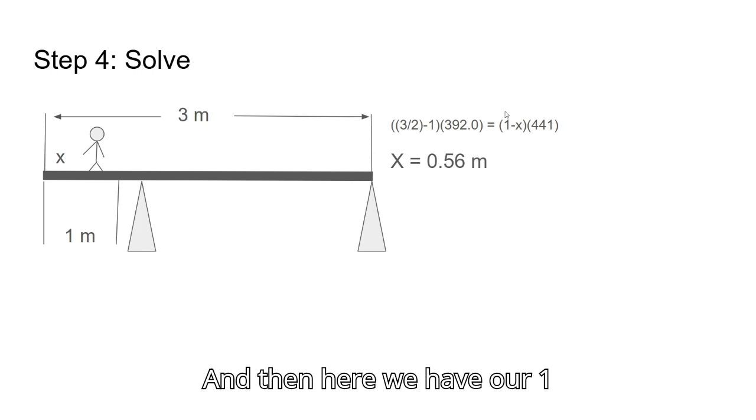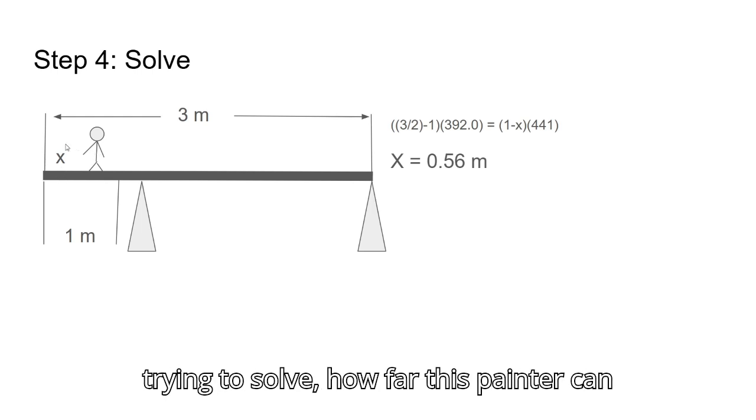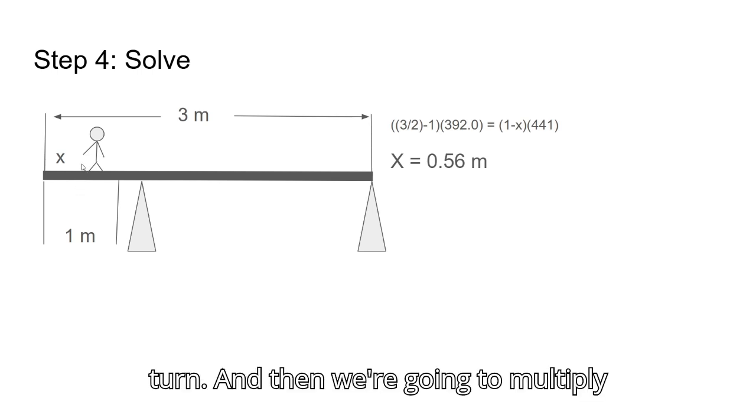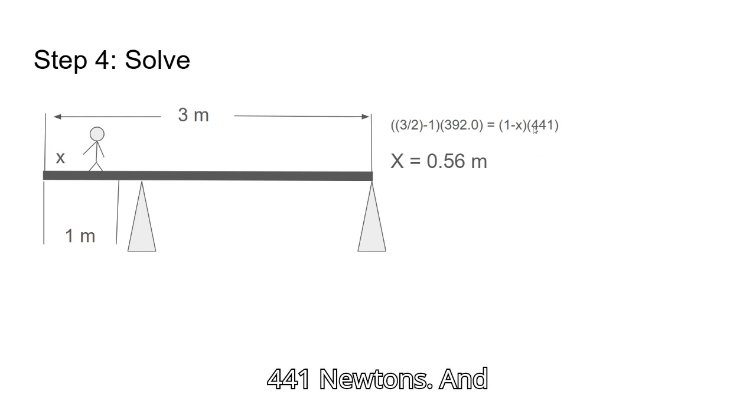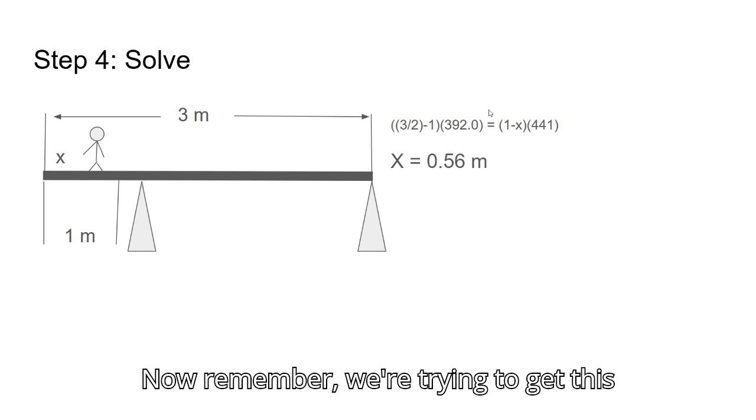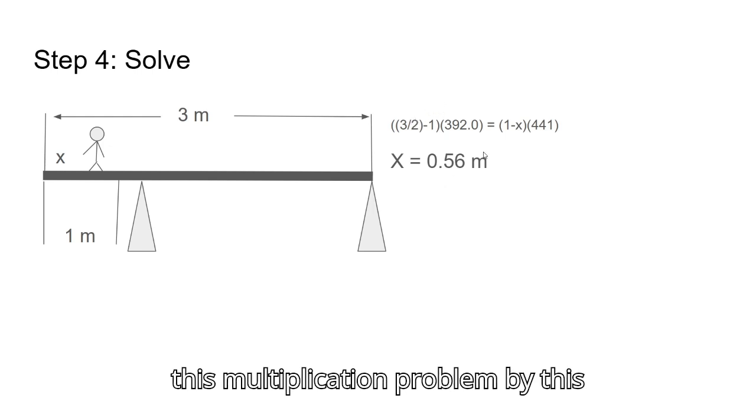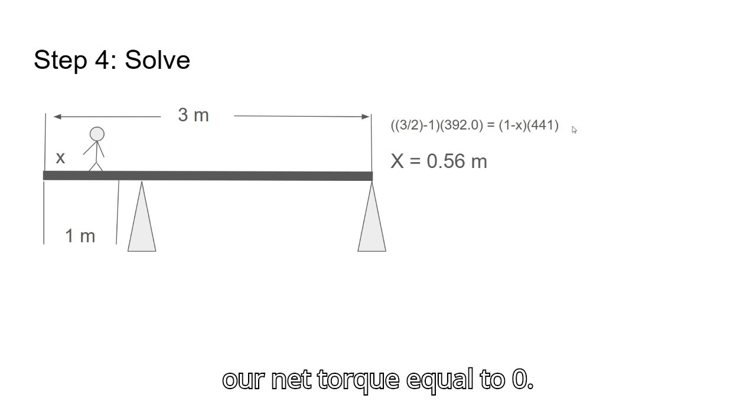And then here we have our 1 minus x. This x right here is what we're trying to solve, how far this painter can go before it starts to turn, and then we're going to multiply by the weight of the painter, which was 441 newtons. And remember, we're trying to get this equal to 0. Essentially, another way of drawing this equation would be subtracting this multiplication problem by this multiplication problem, which would make our net torque equal to 0.